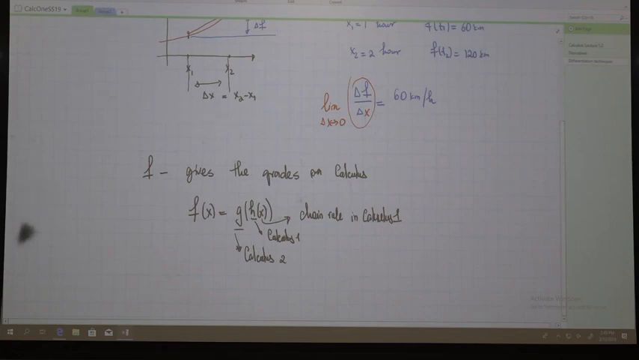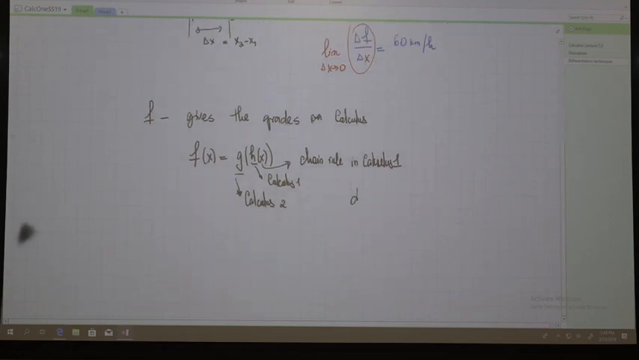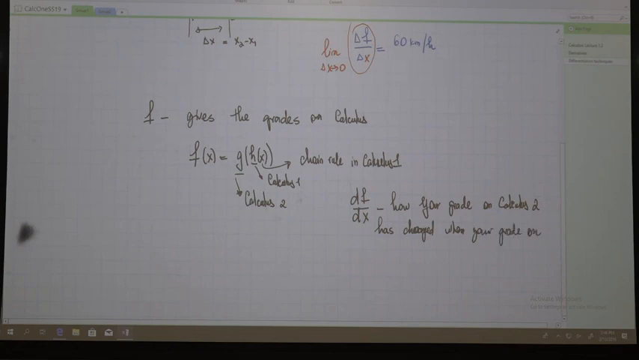Okay? So now, when you take the derivative of f with respect to x, the meaning of this is: how your grade on calculus 2 has changed when your grade on a quiz on the chain rule is changed.